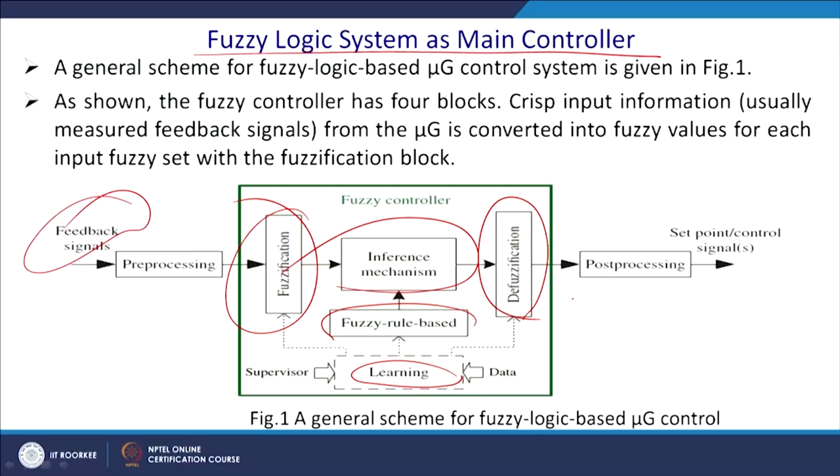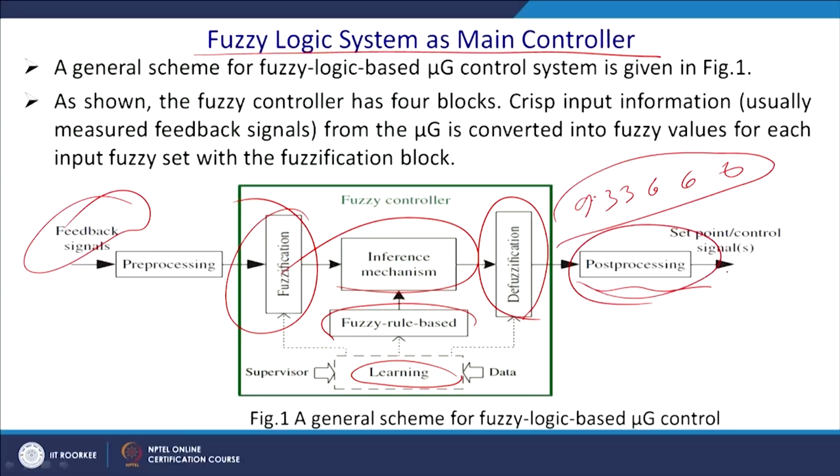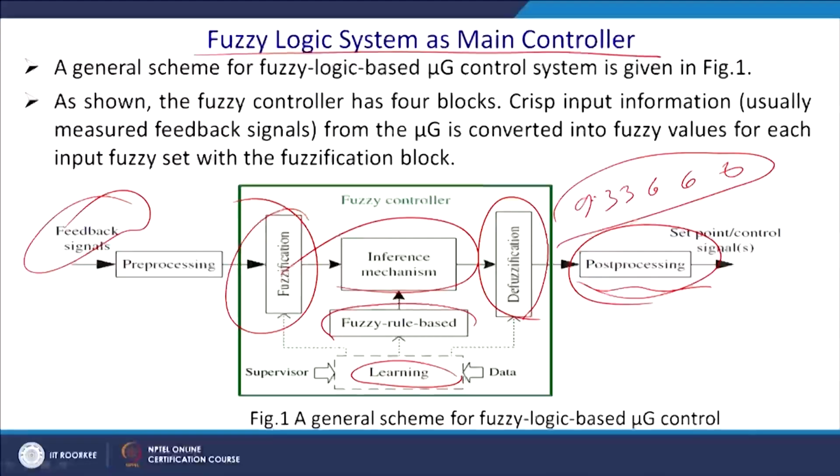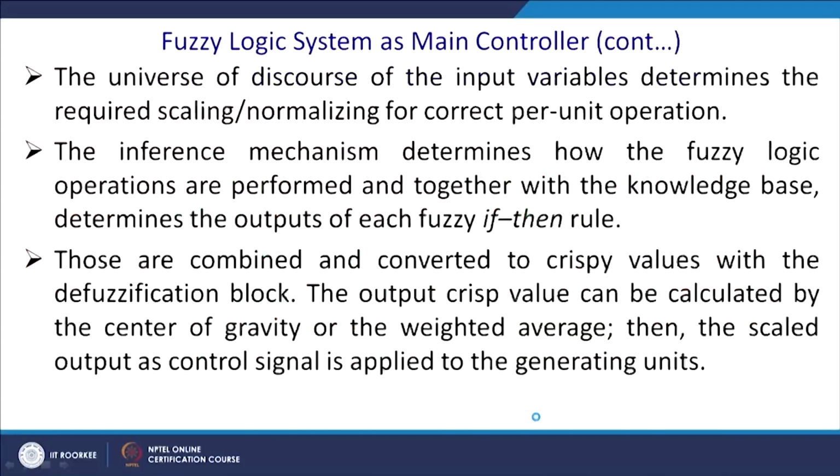There are many methods of defuzzification, and thereafter post processing, because if it generates some value like 9.3333666 for the PI controller, of course, you cannot provide that value, and for this reason you have to give some kind of approximation. That is the post processing of the signal, and that value you will feed to your plant. So, this is the way you will work on the fuzzified system, or the fuzzy logic as a main controller. We will continue with that.